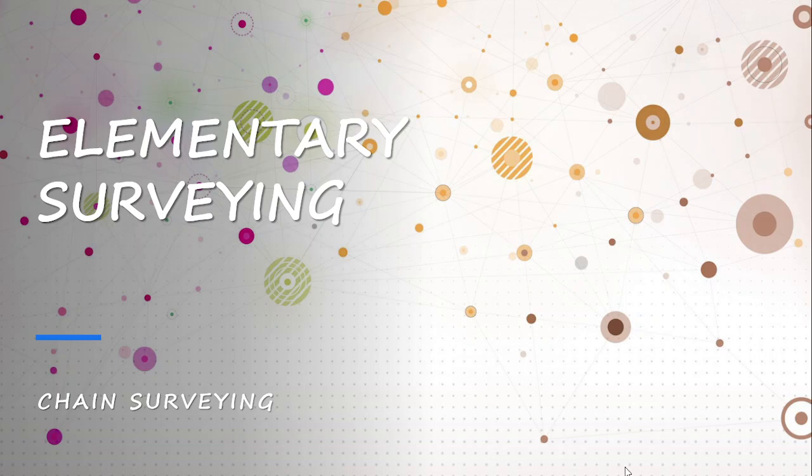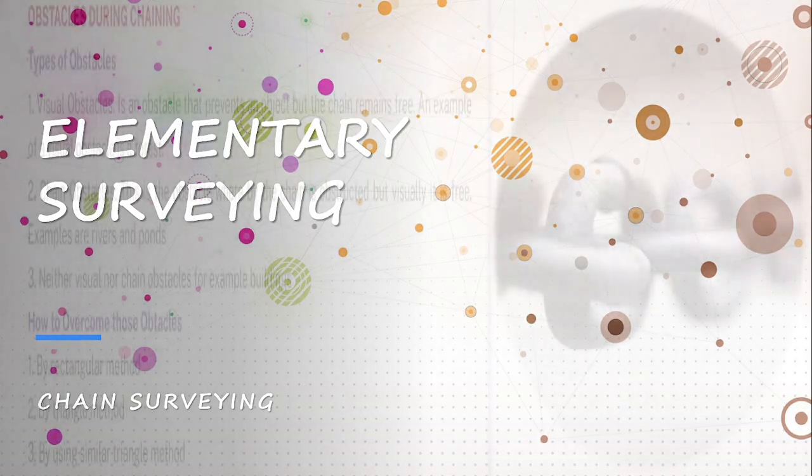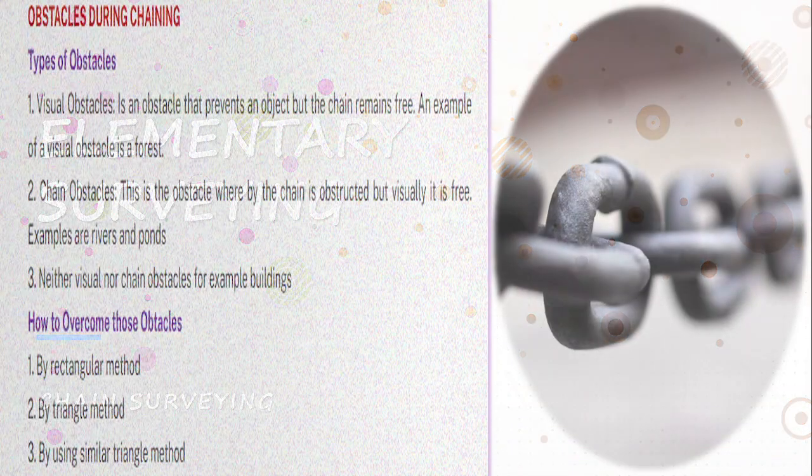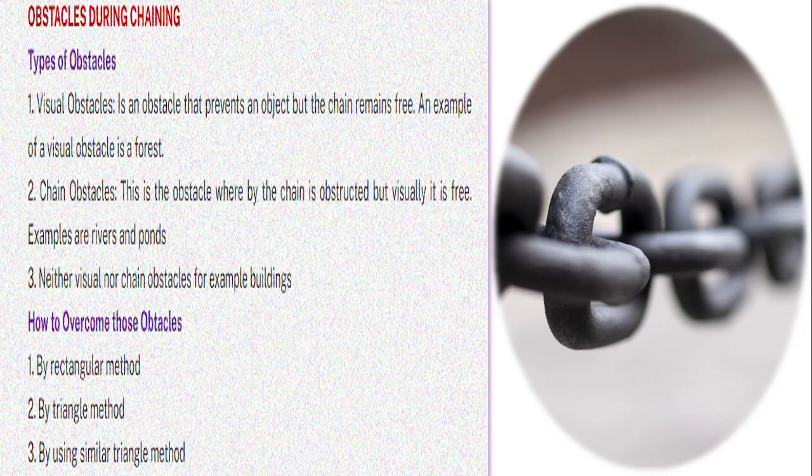Our chapter is elemental surveying and we're still discussing chain surveying. Today let's briefly talk about the obstacles in chain surveying. Here we'll basically see various obstacles or things that can hinder chain surveying from taking place. Before going further, let's see the types of obstacles or hindrances that can hinder the chaining survey.